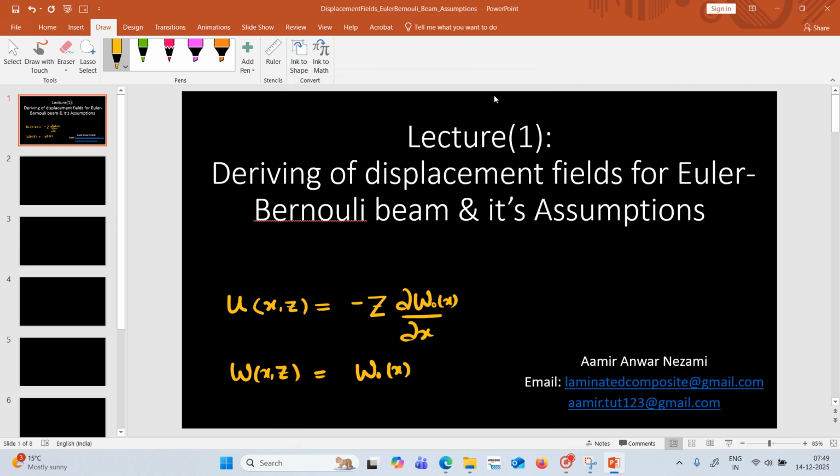Hello friends, I'm Arvind Nizami and today we are going to derive the displacement fields of the Euler-Bernoulli beam using its assumptions. Okay, so how we find the displacement field, we'll see. In this slide itself the displacement field of the Euler-Bernoulli beam is shown. So how we will get this displacement field, we will see.